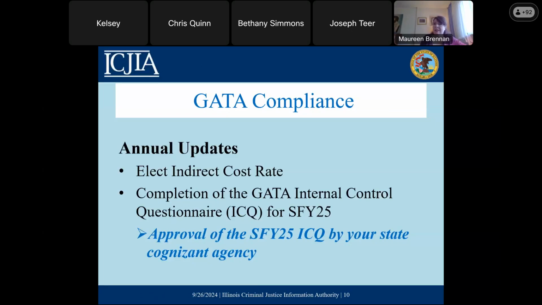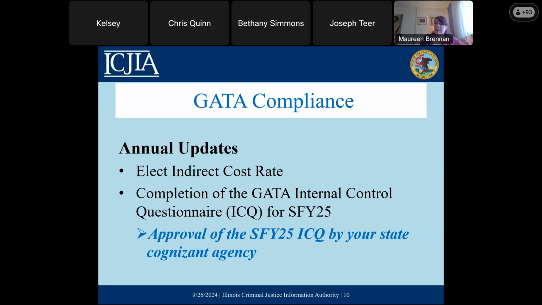Now, the ICQ is actually approved by your state cognizant agency, and that's typically the state agency that your agency does the most business with. So the most common one that we see is DHS. So you may have gotten grants in the past from DHS, and they're indicated as your cognizant agency. When you complete your ICQ, that goes to your cognizant agency, and they'll have assigned staff that have to review your ICQ and approve it. Now, sometimes they have questions about the way that you've completed that ICQ, and they'll be corresponding with you about that.